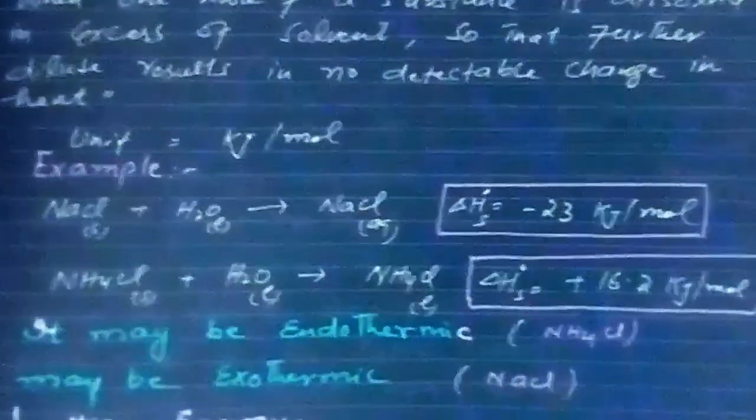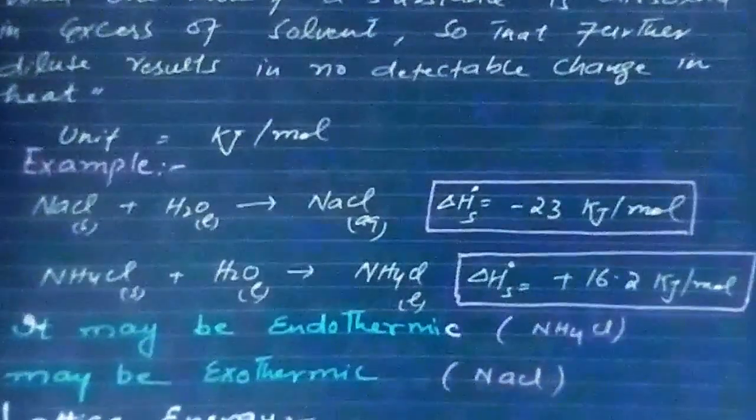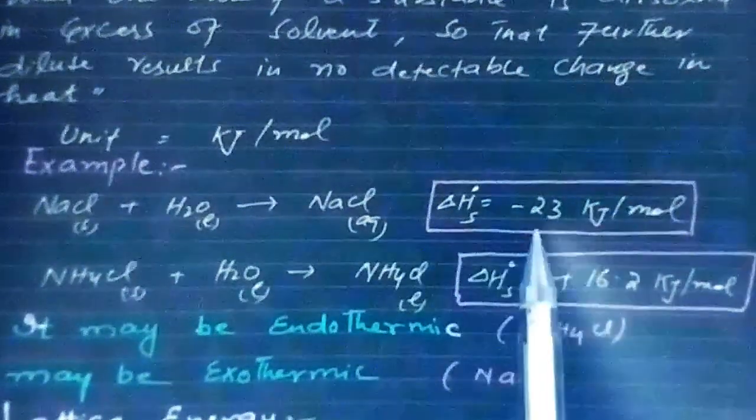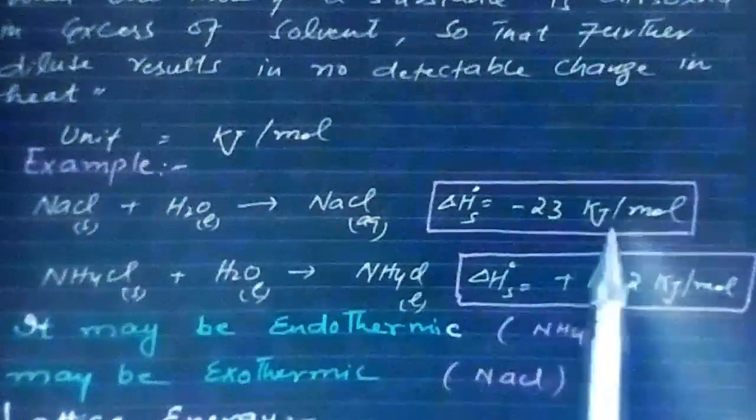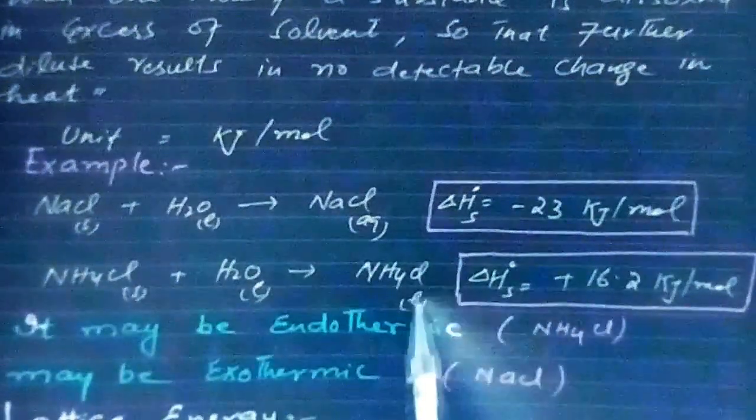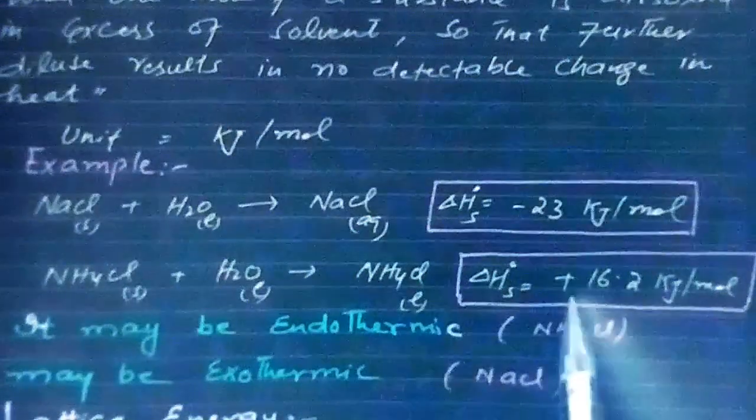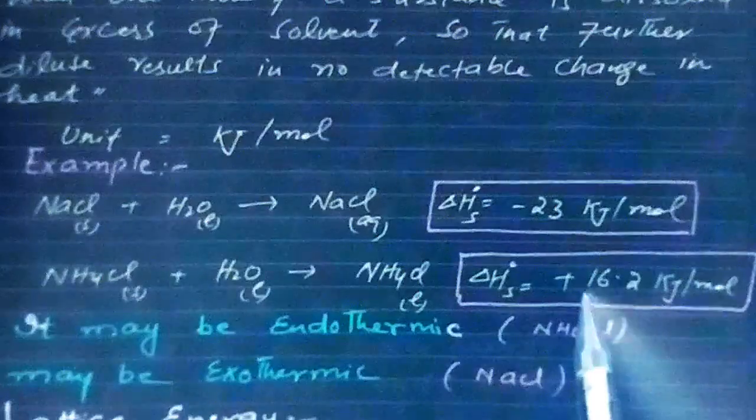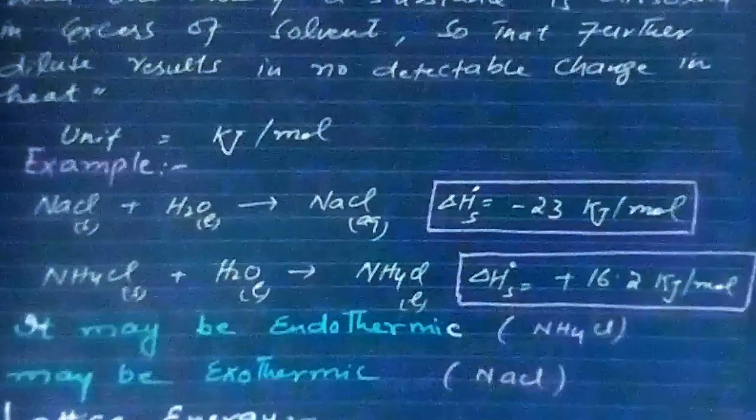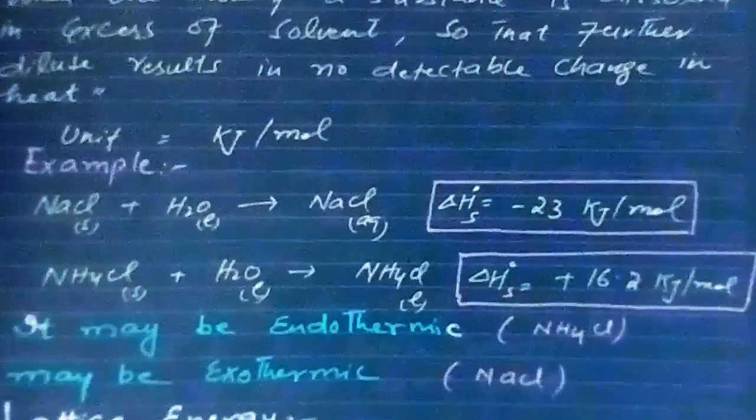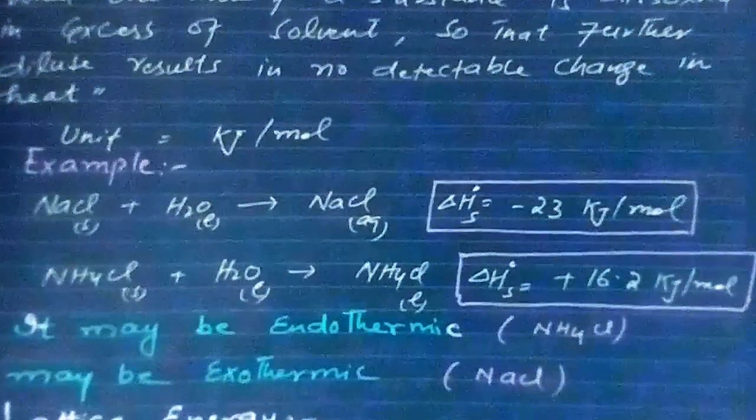Let's suppose NaCl is dissolved in water. By dissolving NaCl in water, it will form a solution of NaCl, and this dissolution process releases 23 kilojoule per mole of energy. Similarly, ammonium chloride in water, to form aqueous solution of ammonium chloride, is an endothermic process and it will absorb heat, that is plus 16.2. So the dissolution process, that is when we dissolve a substance in a solvent, may be exothermic or it may be endothermic.